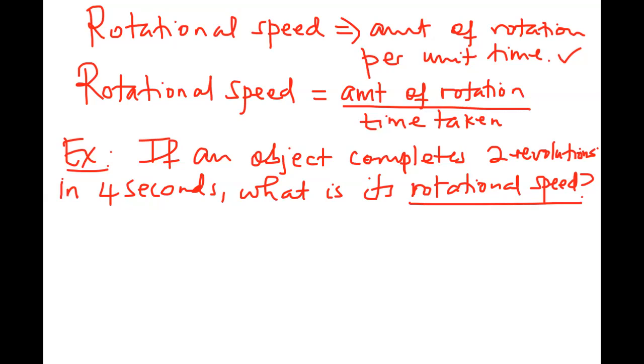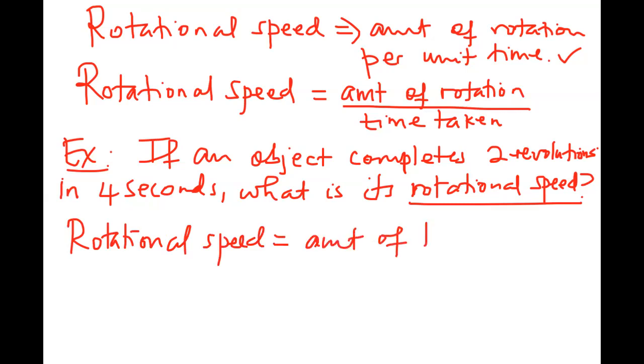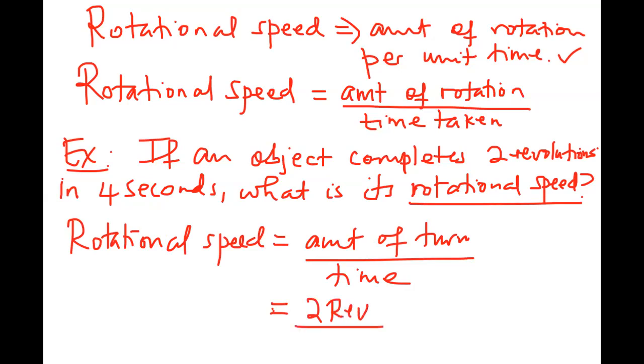Now, recall the formula says that rotational speed is equal to the amount of rotation divided by time. So for this problem, the amount of rotation is 2 revolutions, and then you divide by the time, which is 4 seconds. That will give you 0.5 revolutions per second. Okay, so that's the answer.